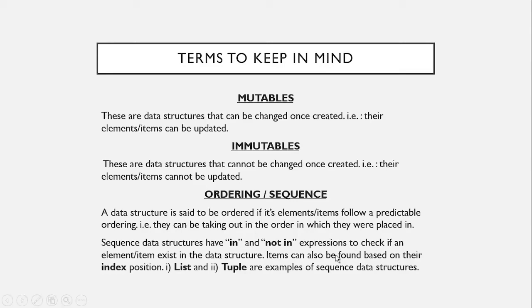So items can also be found by their index position, right? So with an ordered data structure, every item in that data structure has an index, meaning they have a number associated with their position. If you remember back in school, when you are in the line at assembly, every person has a number the same way. So lists and tuples are examples of sequence data structures. So these are data structures where the order in which you insert the items is very, very important.